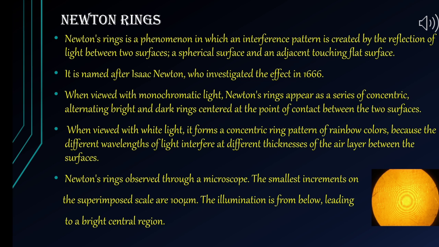When it is viewed with white light, it forms a concentric ring pattern of rainbow colors because of the different wavelengths of light interfering at different thicknesses of the air layer between the surfaces. So as you can see in the diagram, these are the Newton rings observed through a microscope. Okay.